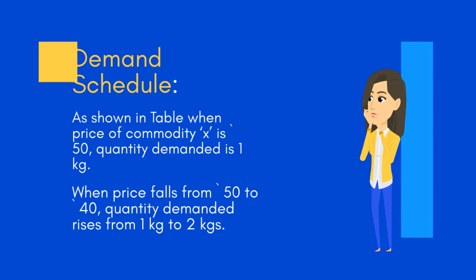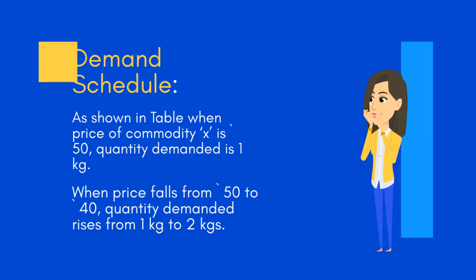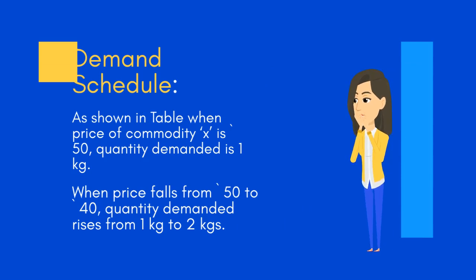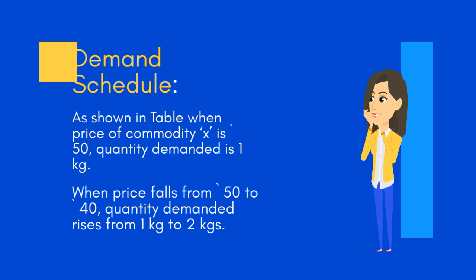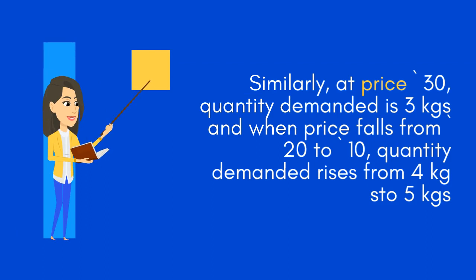Demand schedule. As shown in the table, when price of commodity X is 50, quantity demanded is 1 kilogram. When price falls from 50 to 40, quantity demanded rises from 1 kilogram to 2 kilograms. Similarly, at price 30, quantity demanded is 3 kilograms, and when price falls from 20 to 10, quantity demanded rises from 4 kilograms to 5 kilograms.